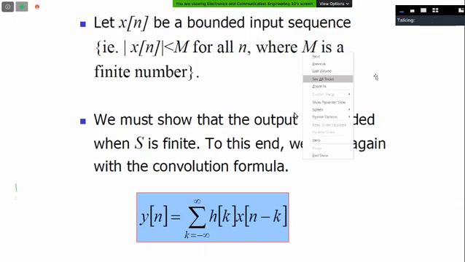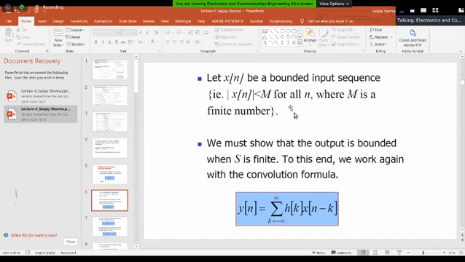Now let x[n] be a bounded input. The question is that we have to go for BIBO, meaning bounded input and bounded output. Let x[n] be a bounded input sequence: the modulus of x[n] is less than M for all n, where M is some finite number. That means we have bounded the input sequence.